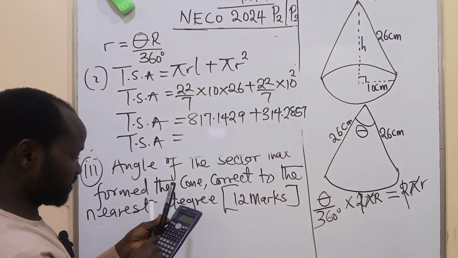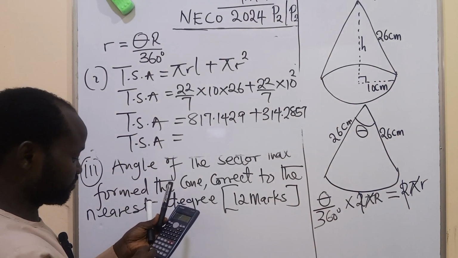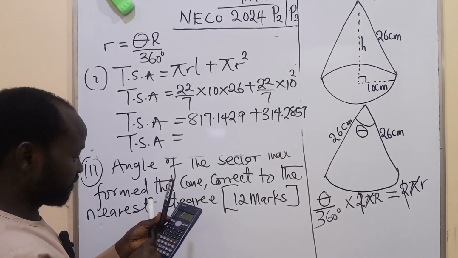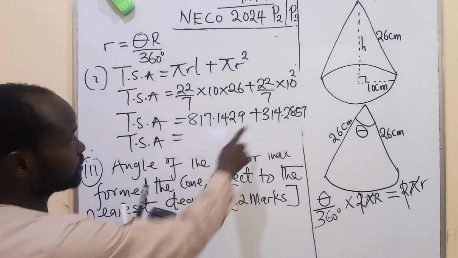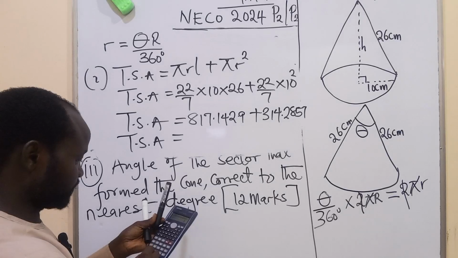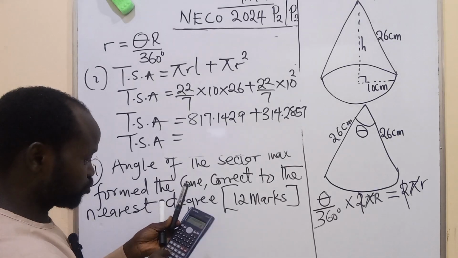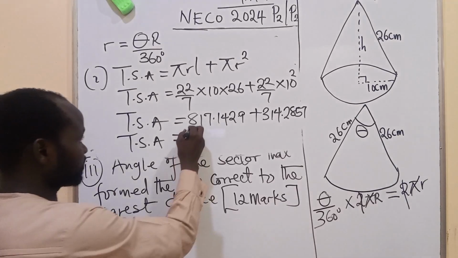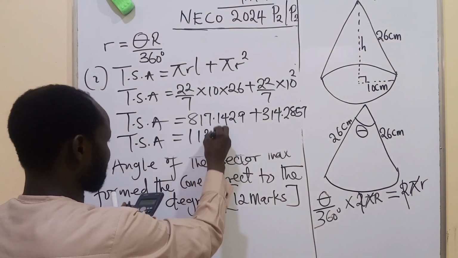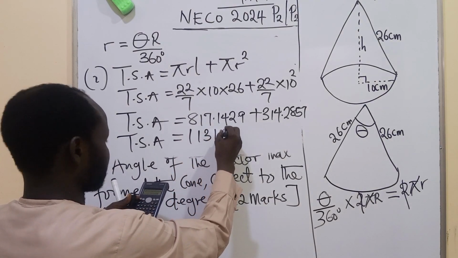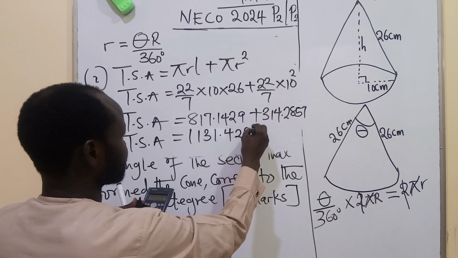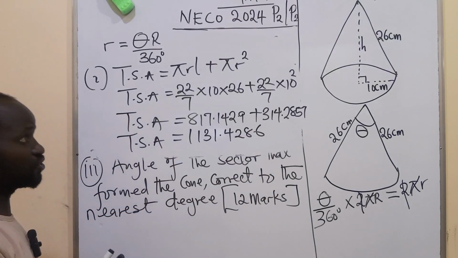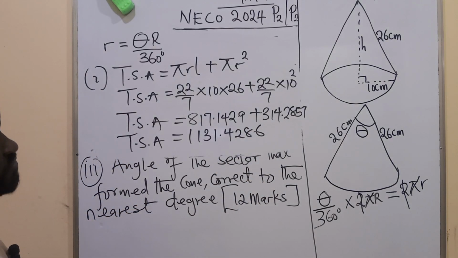Let's add 817.1429 plus 314.2857. We'll have 1114.4286. First question, we are asked to give our answer to 1 decimal.